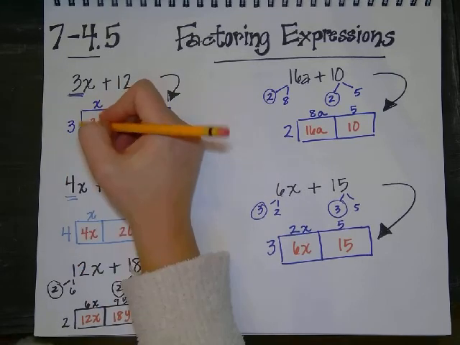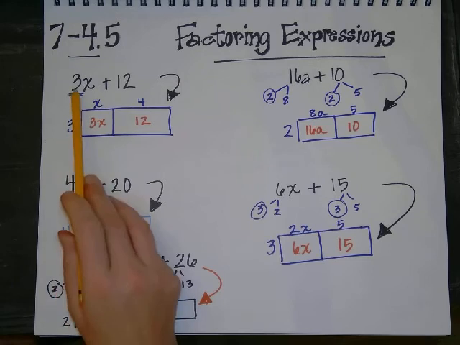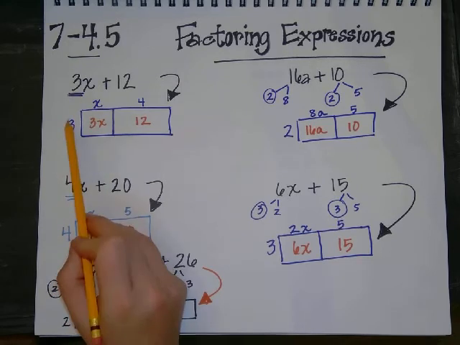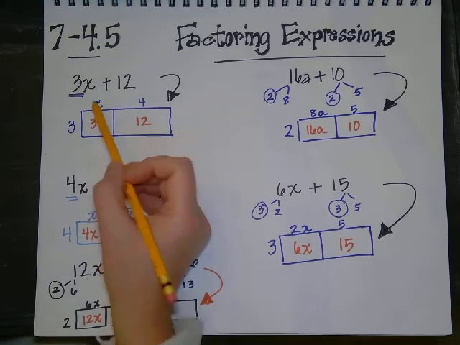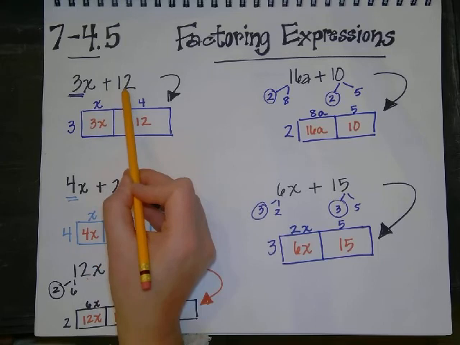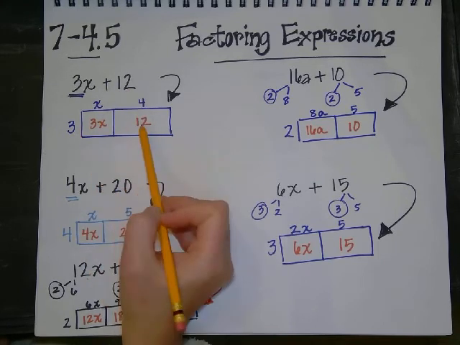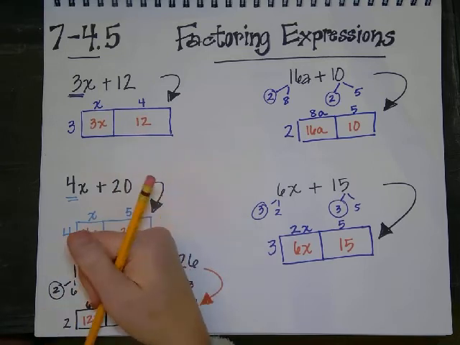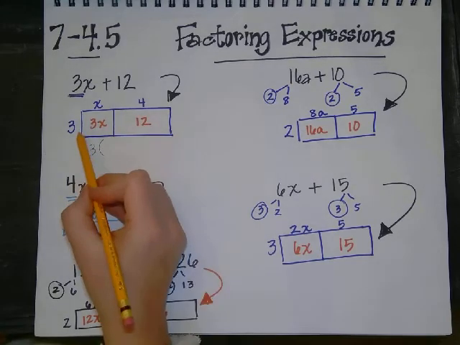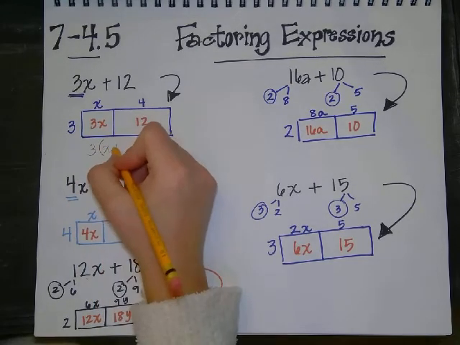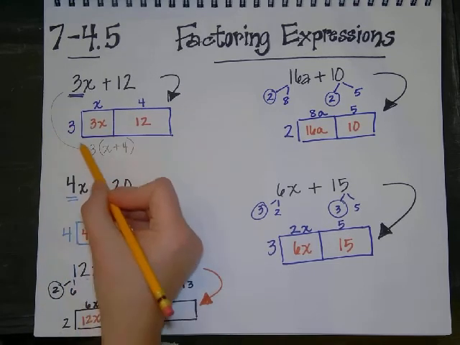So in other words, that's going to become this side of our math model. If this is a 3, then how do I get 3x? Well, I have to multiply it by x. So 3 times x is 3x. Now I know one part of this other side. And then what do I have to multiply by 3 to get 12? 4. So I have to put 4 here so that I can multiply 3 times 4 to get 12. Now I have my factored form, which would be 3 times this side, which is x plus 4. So now I'm looking at my factored form and my expanded form.